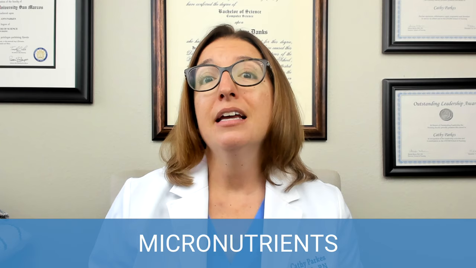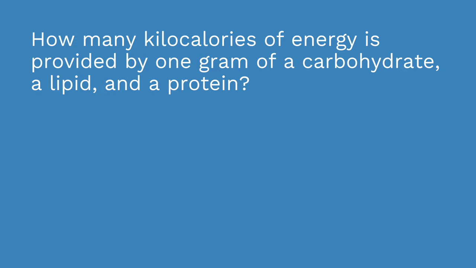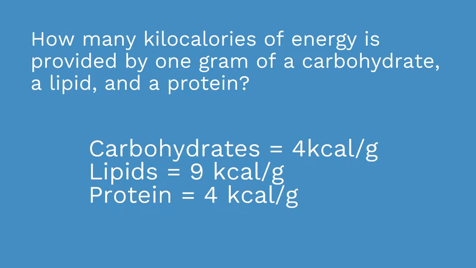All right, you guys ready for your knowledge check? See if you've been listening closely. First question, how many kilocalories of energy is provided by 1 gram of a carbohydrate, a lipid, and a protein? So looking for 3 different numbers there. I'll give you a second. All right, answer is 4, 9, and 4. So each gram of carbohydrate provides 4 kilocalories. Lipids, it's 9 kilocalories. And with protein, it's 4 kilocalories.